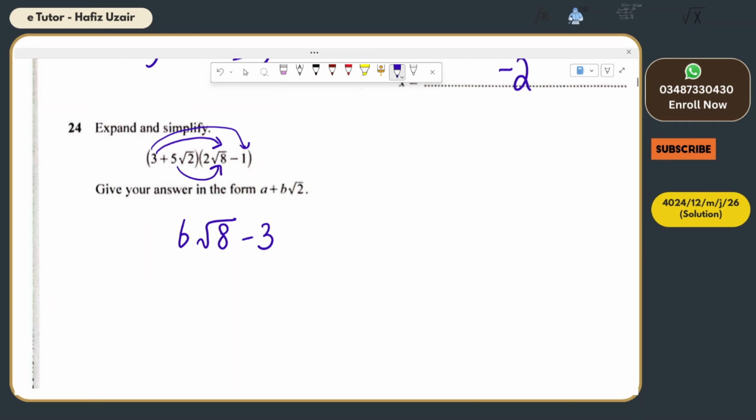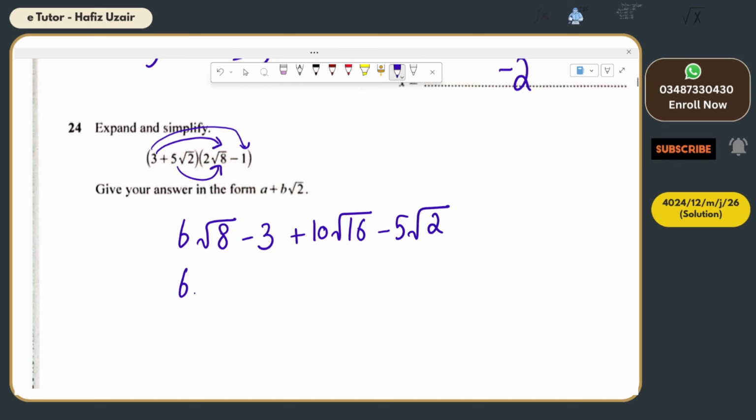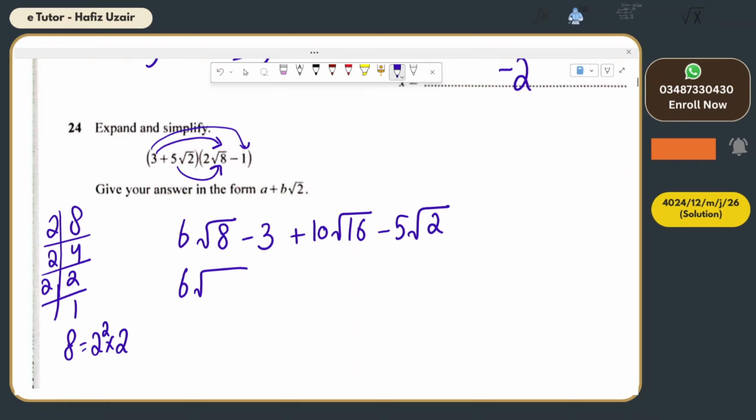Now multiply this thing. So this will become plus 10 square root 16. You need to multiply the number inside the square root as well, 8 and 2. Now the last term will be minus 5 square root 2. So we can simplify square root 8 because 8 is 2 times 4, 2 times 2, and 2 times 1. And we can write 8 is equal to 2 power 2 multiplied by 2. So minus 3 plus 10 into square root 16 is 4 minus 5 into square root 2.